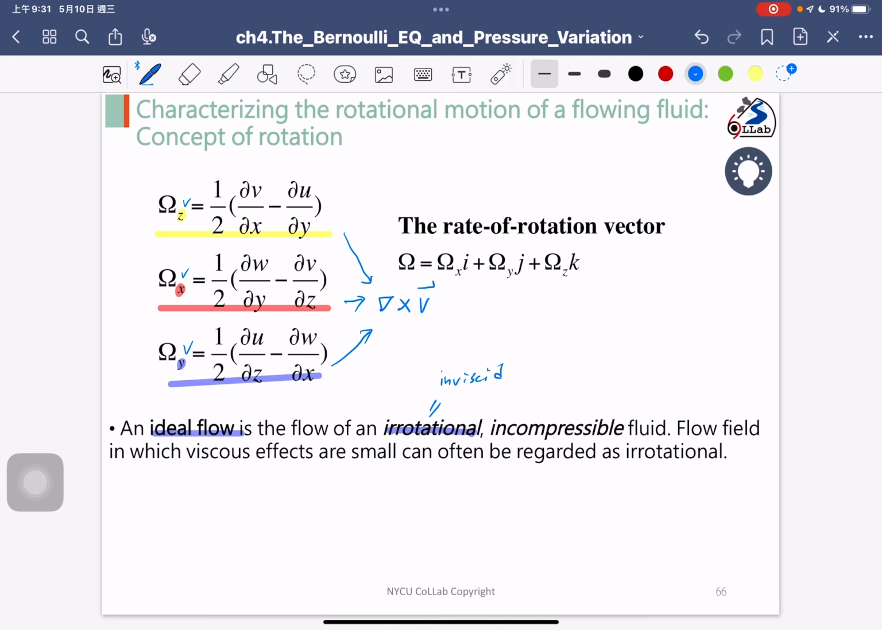But if we know the flow is irrotational, that means the viscosity effect is not important in our flow. Similarly, we always say that the flow is incompressible, right? So sometimes we call the ideal flow irrotational and incompressible. That's the definition of the ideal flow.